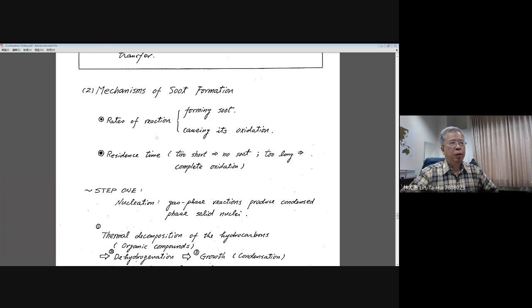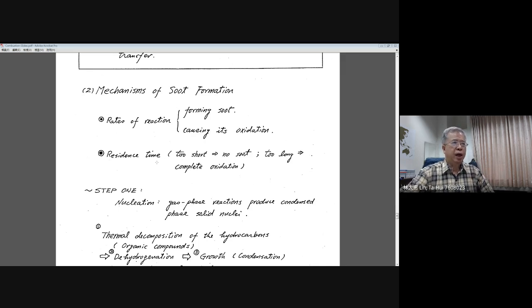Now, if you look at the problem of soot formation in different kinds of applications, you can go through these two directions to think about the competition between the rate of reaction for forming soot and causing its oxidation. And you still need to consider the residence time based on the mixing considerations.